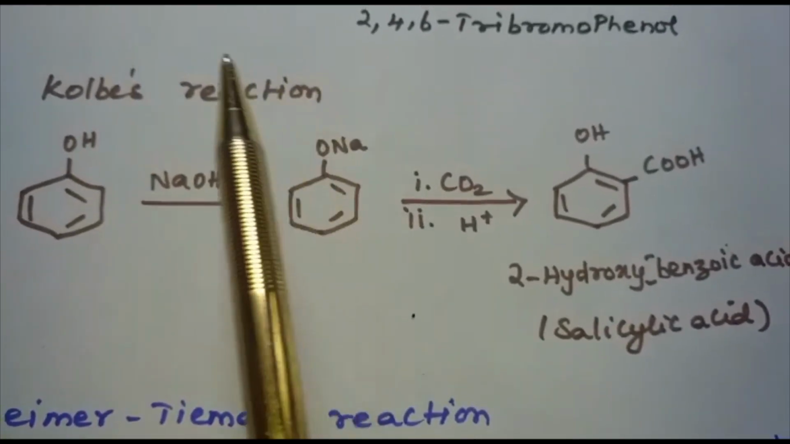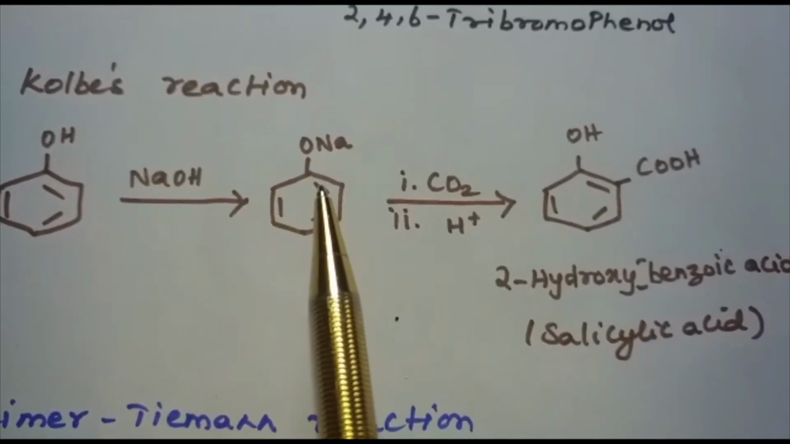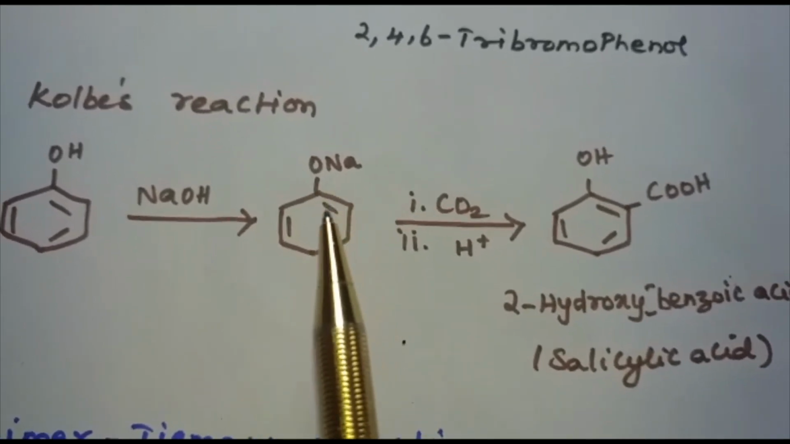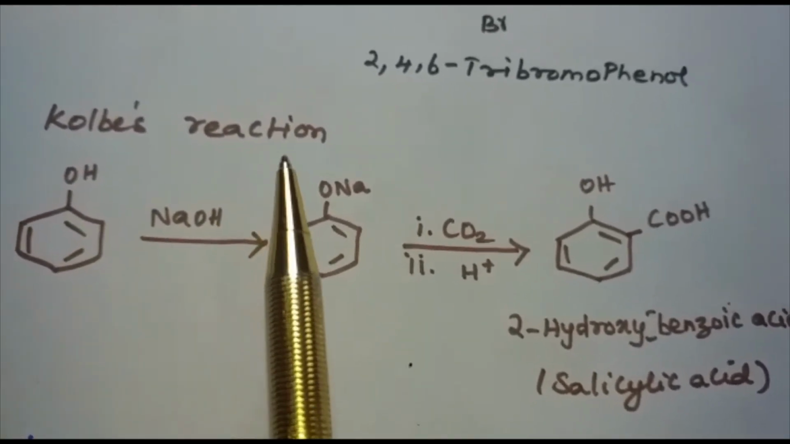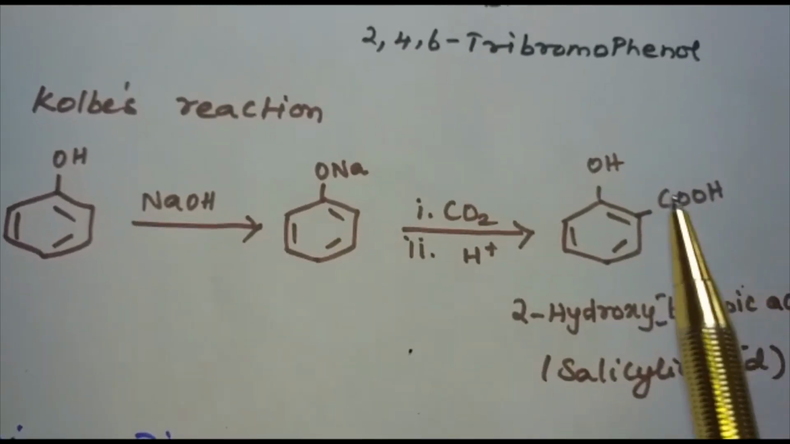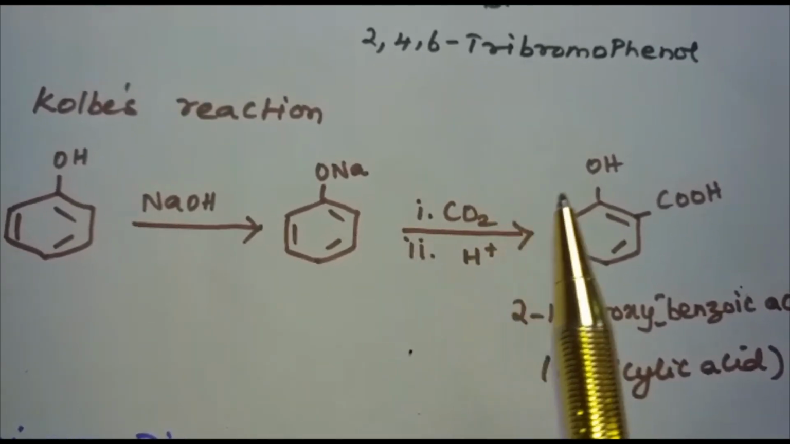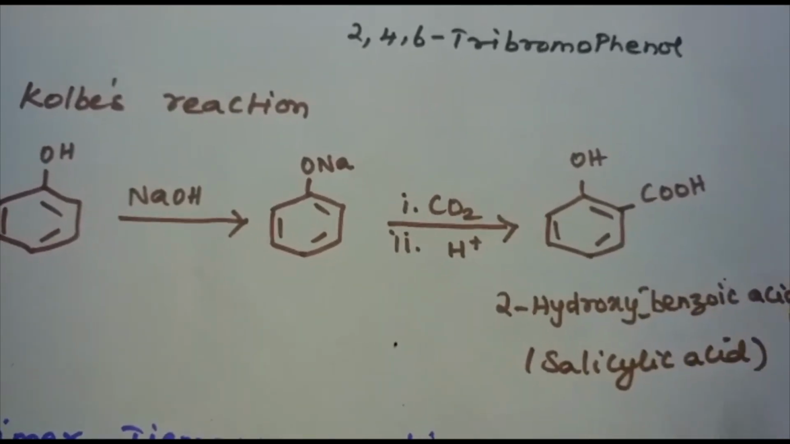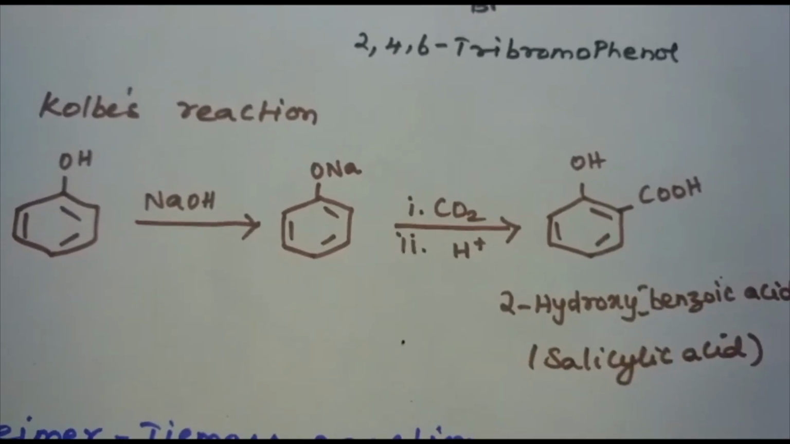Next is a name reaction, Kolbe's reaction. Phenol is treated with NaOH to give sodium phenoxide. The phenoxide ion generated by treating phenol with sodium hydroxide is more reactive than phenol towards electrophilic aromatic substitution. Therefore, it reacts with carbon dioxide, which is a weak electrophile, to give ortho-hydroxybenzoic acid, which is the main reaction product.